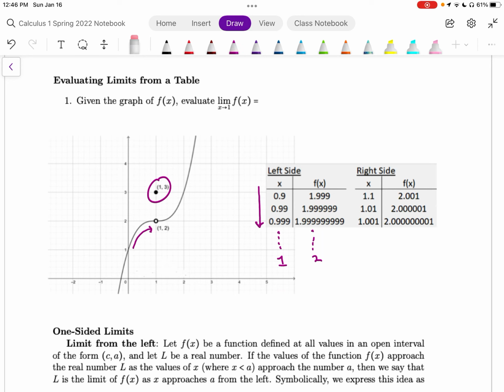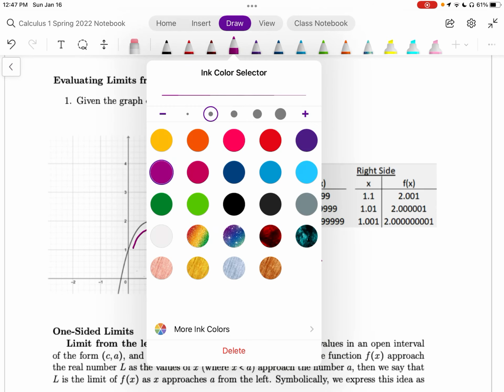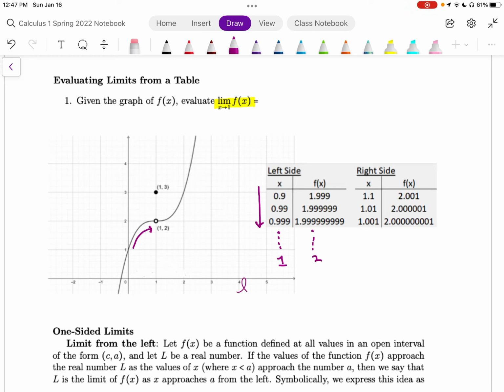So limits are asking what we're approaching. They're not asking what the value of the function is. So we are being asked to evaluate the limit as x approaches 1 of f of x. On the table, it shows us x getting closer and closer to 1, and f of x getting closer and closer to 2. So the way we would write this is the limit as x approaches 1. Well, which side are we approaching from? We are approaching from the left.